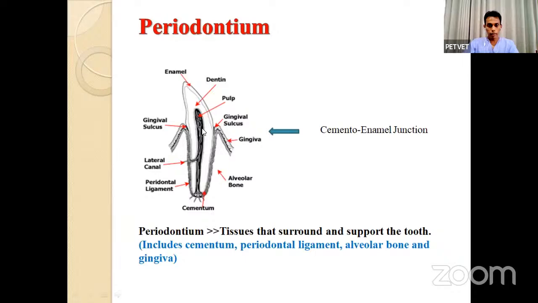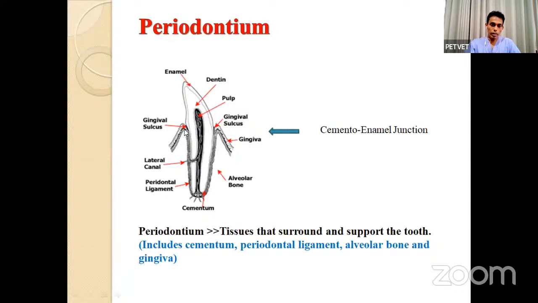So a little bit about the tooth structure. As we know, when it comes to a tooth, there are two parts, the crown part and the root part. So this is the crown part. Above this, we call it the cemento-enamel junction. Above that is the crown part, and below that is the root part. In the crown part, you get the outer enamel, middle dentin, and the inner pulp. And in the root part, you get outer cementum, middle dentin, and the inner pulp.